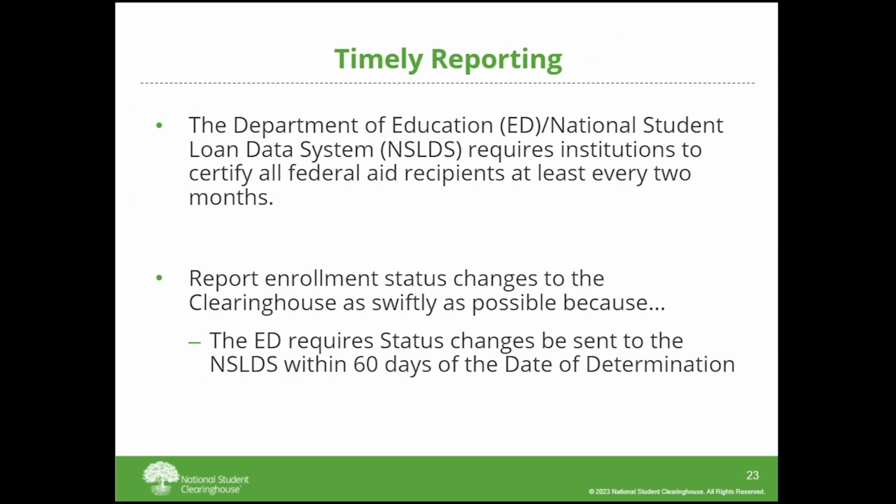It is important to keep your transmission schedule up to date and submit enrollment files in a timely manner because the Department of Education and NSLDS requires institutions to certify all federal aid recipients at least every 2 months. Be sure to report enrollment status changes to the Clearinghouse as swiftly as possible because the Department of Education requires status changes to be sent to NSLDS within 60 days of the date of determination.